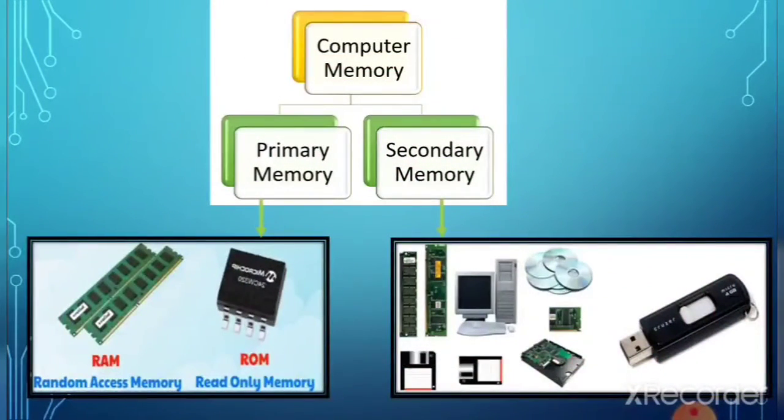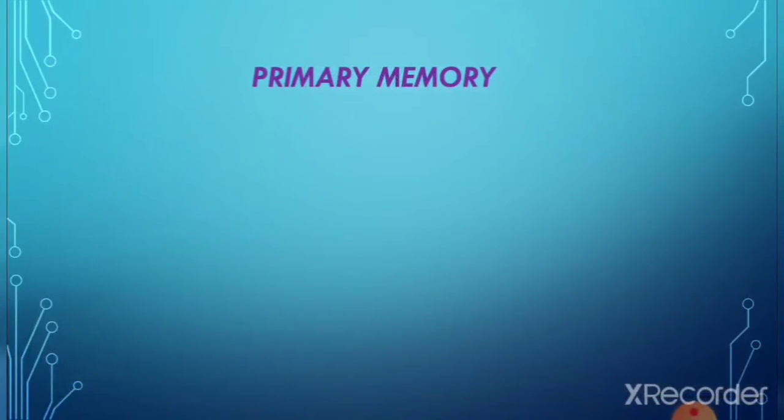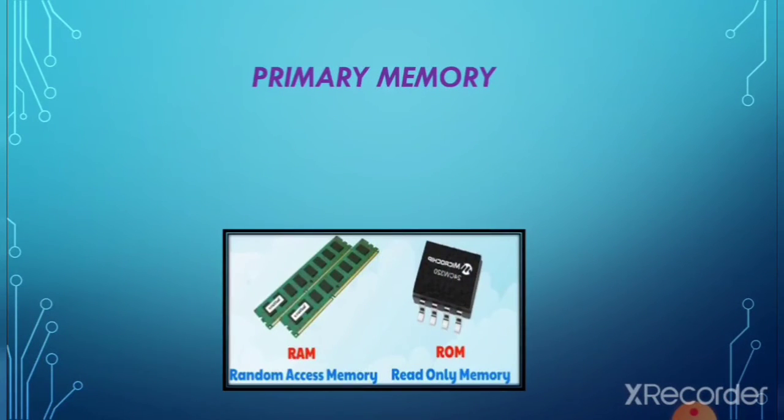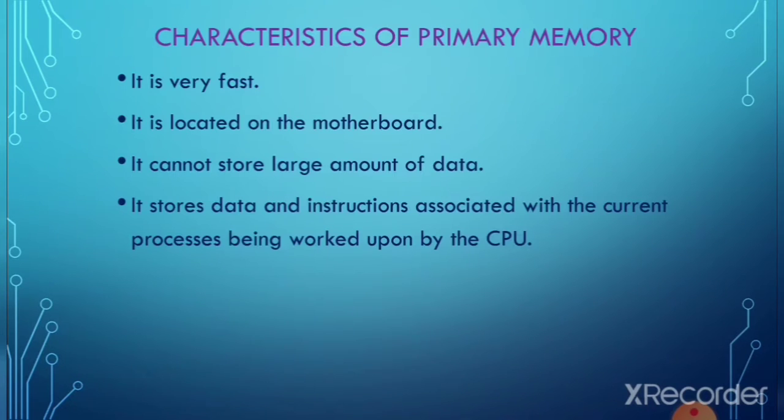Now let's start with computer memory. There are two types of computer memory: primary memory and secondary memory. Primary memory is of two types, RAM and ROM, and secondary memory contains some different storage devices that you can see on the screen. Now let's start with primary memory. Primary memory is of two types, RAM and ROM, random access memory and read-only memory.